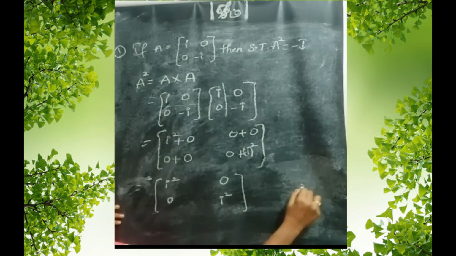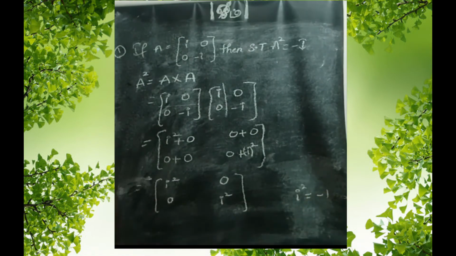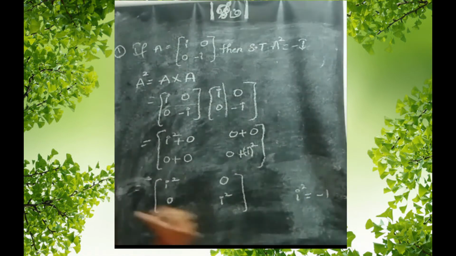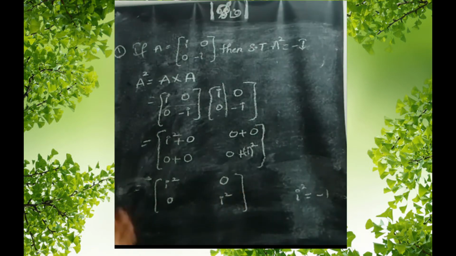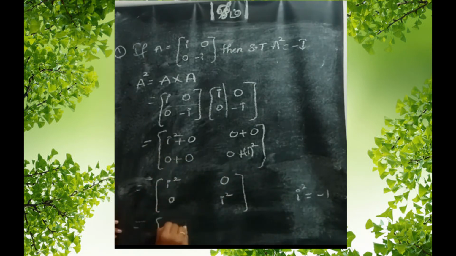Remember, i square value is minus 1. Just remember. We'll discuss later how i square equals minus 1. So, whenever you see i square, write the value minus 1. Okay. i square value is minus 1.